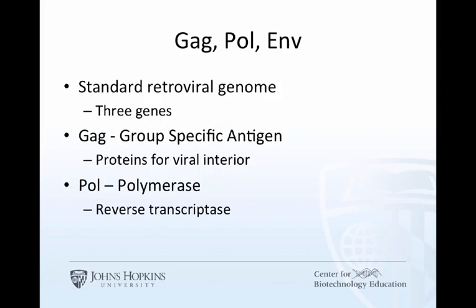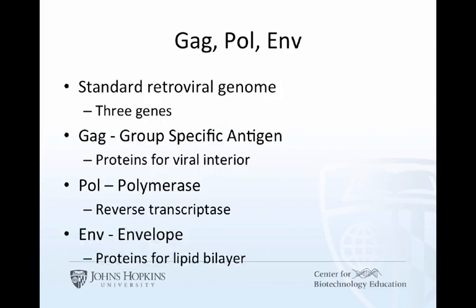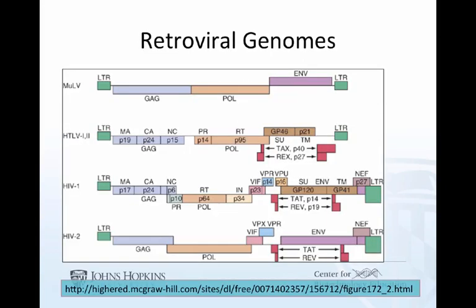The retrovirus carries the gene it needs for its own replication cycle. Sometimes the protease activity for cleaving the translated proteins into smaller proteins is found in the Pol gene. ENV stands for envelope, and those are the proteins that integrate into the lipid-based envelope. Here are some examples. From the simple murine leukemia virus at the top, there are 3 genes.